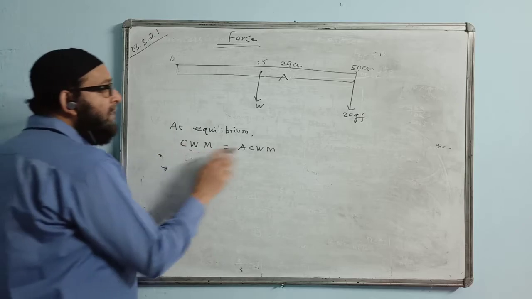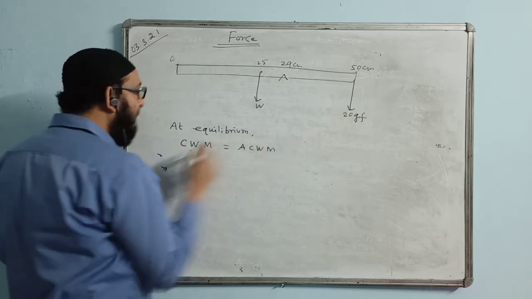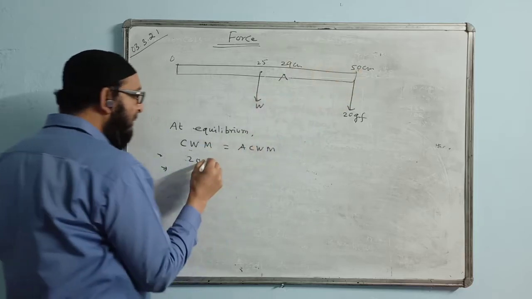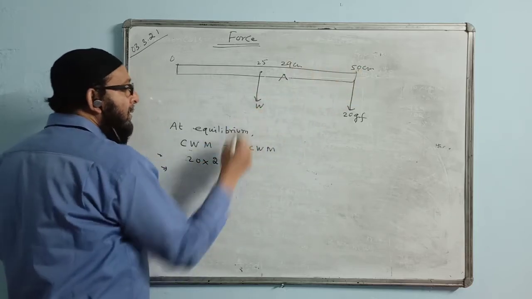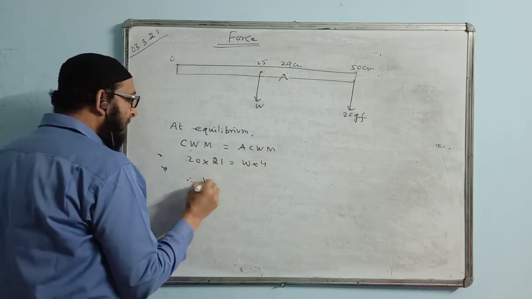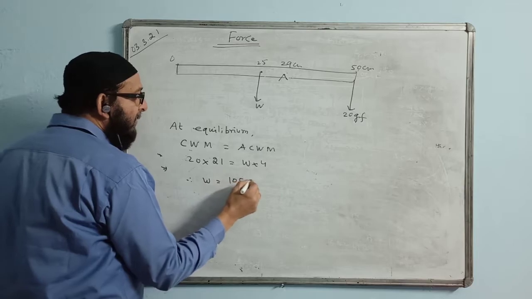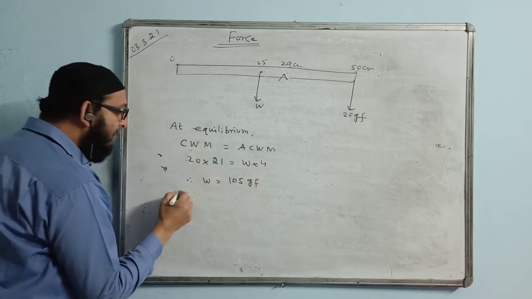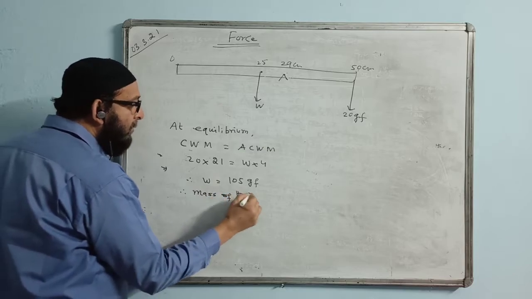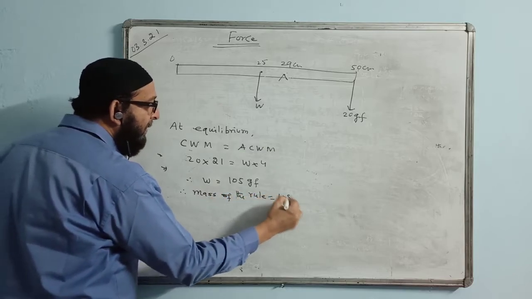Now I am writing clockwise moment is equal to anti-clockwise moment. This is clockwise moment. 20 into what is the distance from here till here? 50 minus 29, that is 21. This is W into 4, since 29 minus 25 is 4. Cancel the value, W will come the same, 105 GF. But the question is asking to find mass. Therefore write here mass of the rule. Change this into mass. Mass of the rule will be 105 gram.